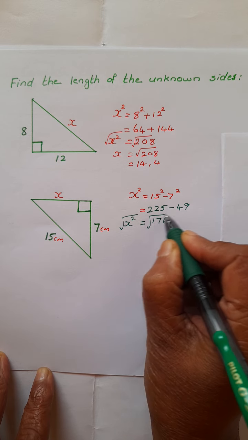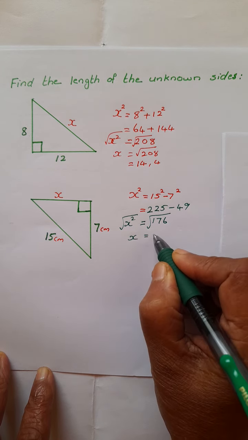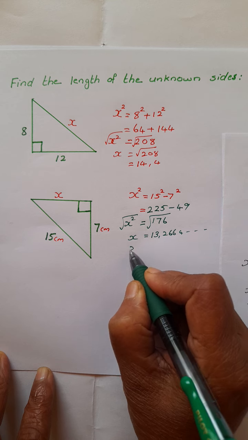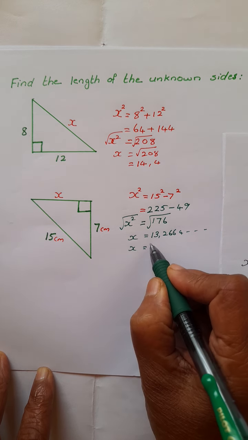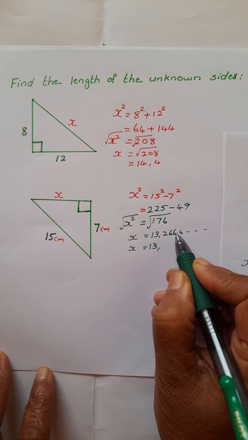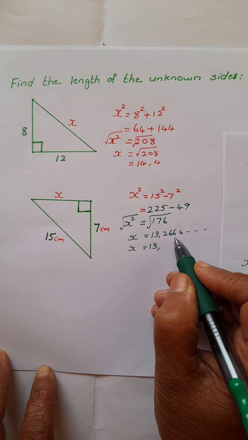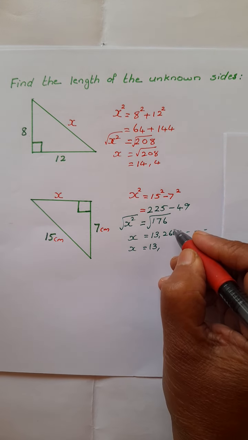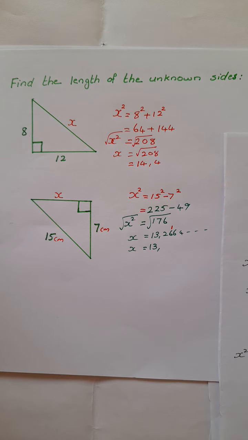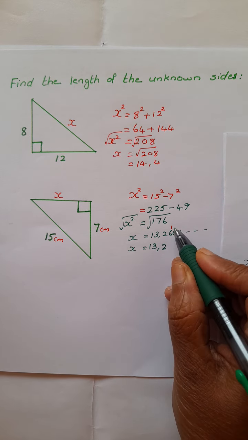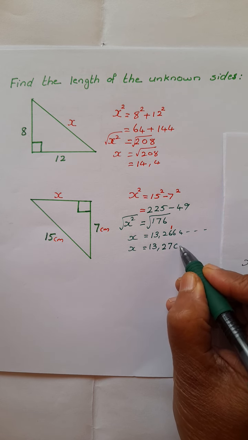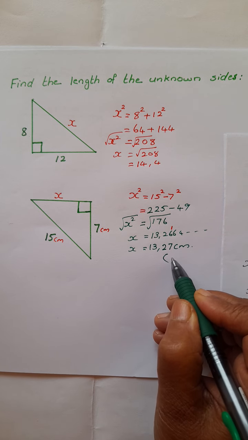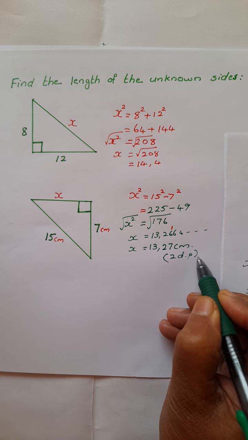Then we have to find the square root. So x is equal to 13.2664, and it goes on like that. So if you want to round off to 2 decimal places, what do you do? You look at the third decimal, that is 6. Then you add 1 to the second decimal place, that is 2. 6 plus 1 is 7. That is equal to 13.27 centimeter, rounded off to 2 decimal places.